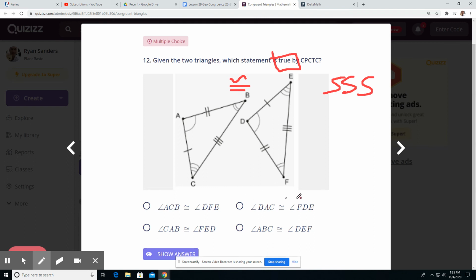All right. So all of these are angles. Okay, so ACB. ACB, that's the 3-tick angle. To DFE. DFE. This is a 2-tick angle. Okay, nope. BAC. BAC. This is 1.